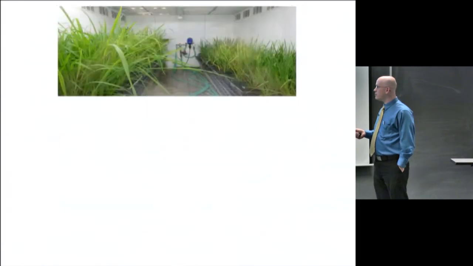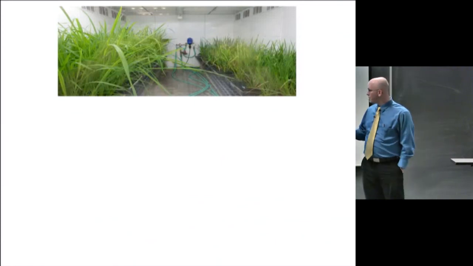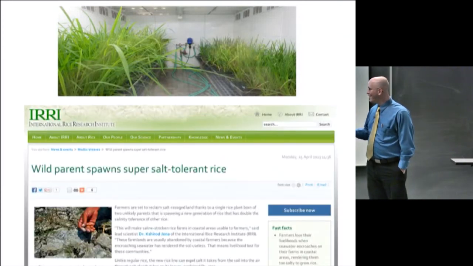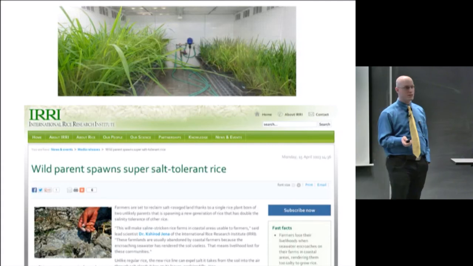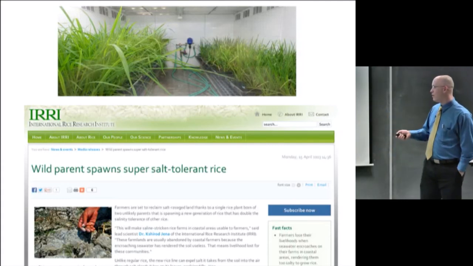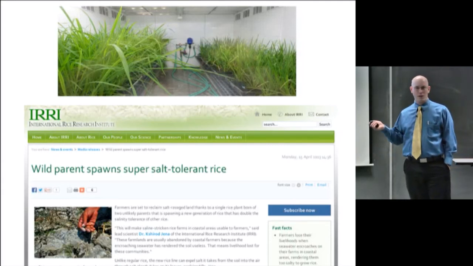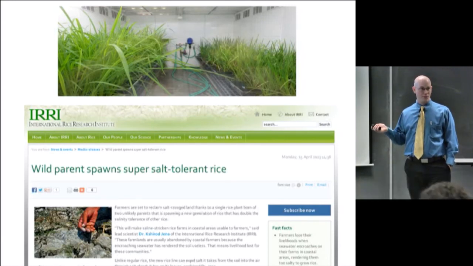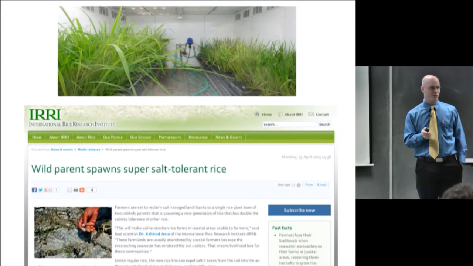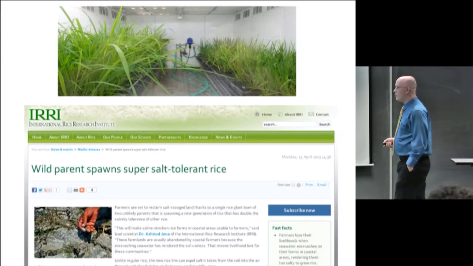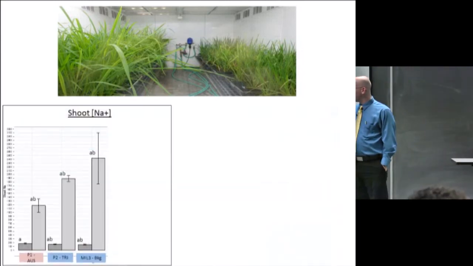So we grew these things in a growth chamber, and we stressed them out with all sorts of salt. So here's our controls, and here's our treatments. I should mention, too, this is dated yesterday. So wild parent spawned super salt tolerant rice. This comes from Erie. This is not the same wild parent, but the point is the wild varieties of rice are very interesting in terms of their phenotypic value if you can identify the integration that you need to bring over. So let's have a brief look at sodium shoot concentration.